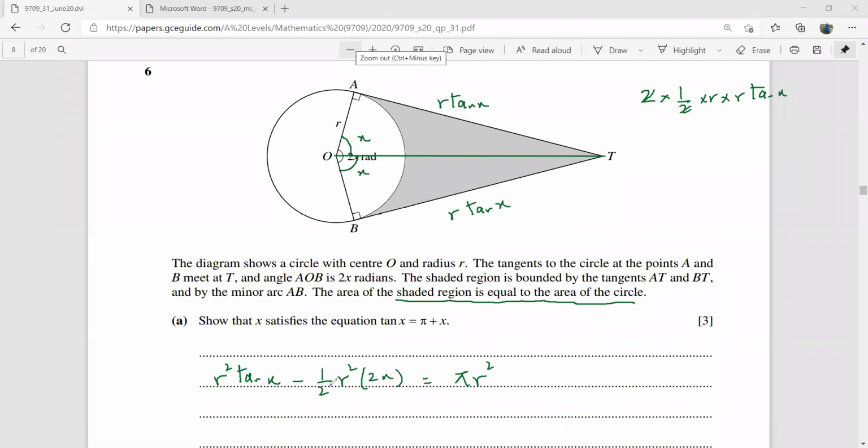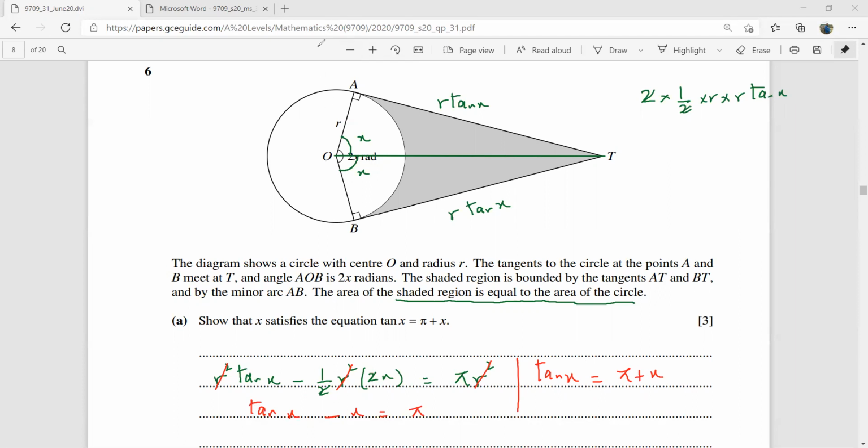So you can see that this 2 is cancelled by this 2. Okay, and then by taking common you can later on cancel the r squares together. So we have tan x minus x, that is equal to pi. So if you shift this x to the other side, you have shown what he was asking for, that is pi plus x. So that is how we show that tan x is equal to pi plus x.